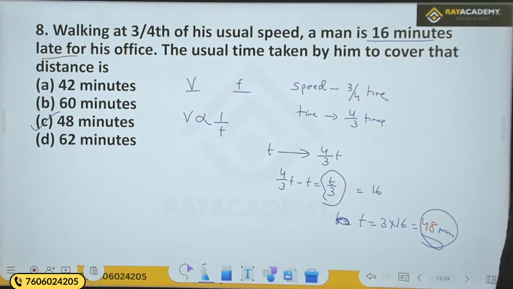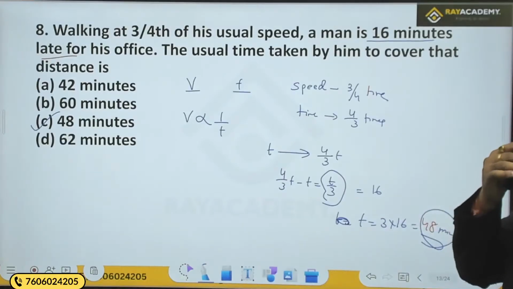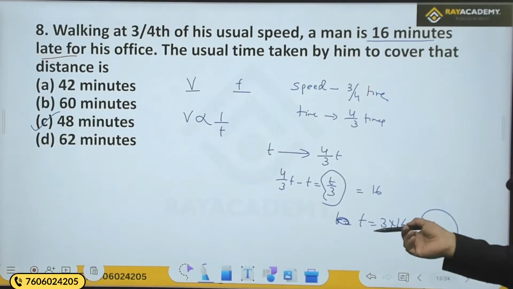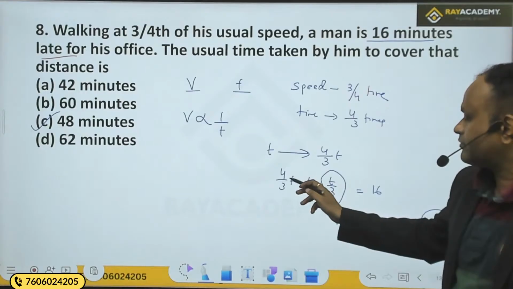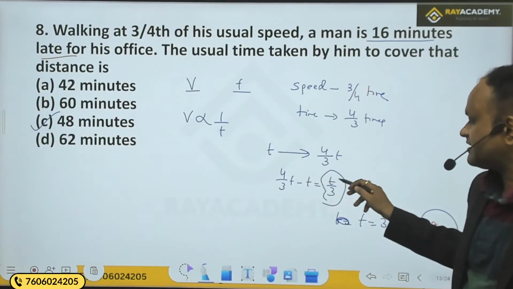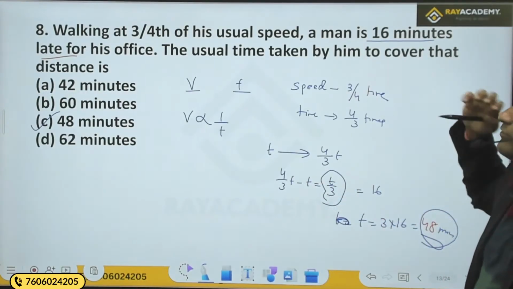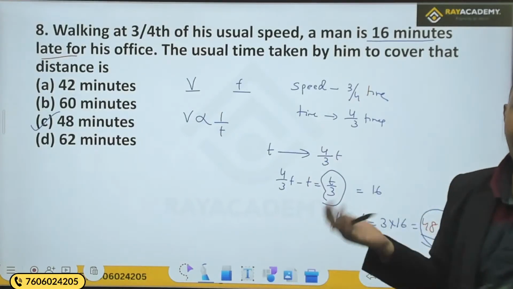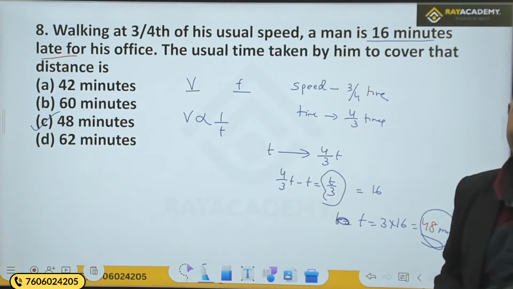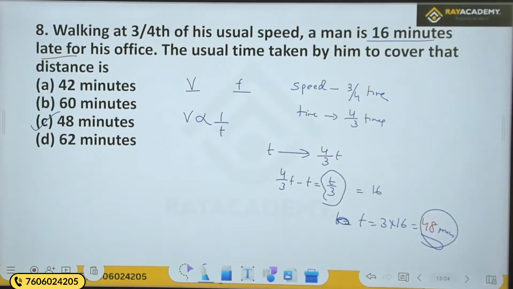You can do the mental calculation also. The speed is 3/4, so the time will be 4/3 of the earlier time t. So the extra time is 4/3t minus t, that is t/3, and that is the 16 minutes delay. So t/3 equals 16, so t equals 48 minutes. So you can solve this kind of questions in a logical way also.